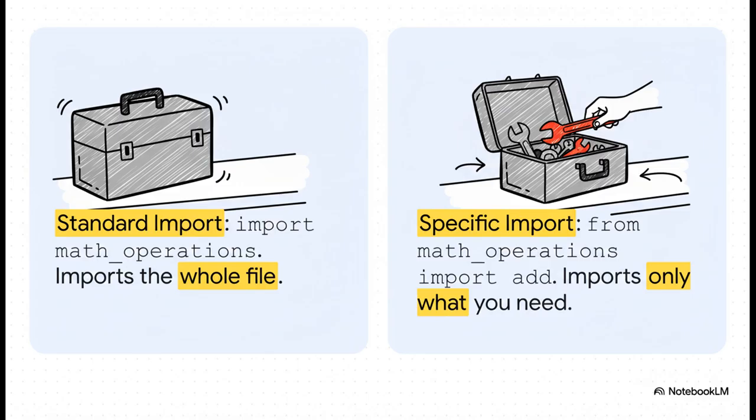Now, on the right, you can be more selective. You can import just the add function. This is great because then you can just call add directly, which makes your code a little cleaner. So it's a trade-off, right? Total access versus cleaner syntax.